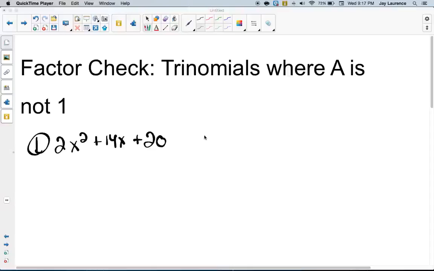Hello, algebra students. Mr. Lawrence here with a factor check video, and today we're talking about trinomials where a is not 1. Now, this one is a little more complicated, but it's not really hard. It's just going to take a little practice.